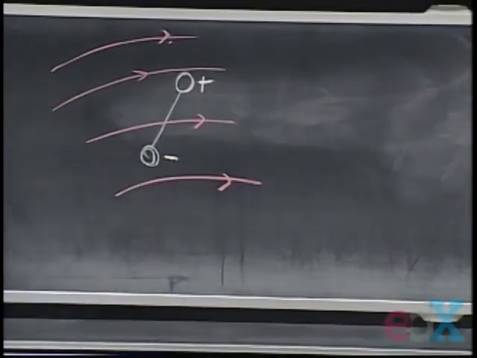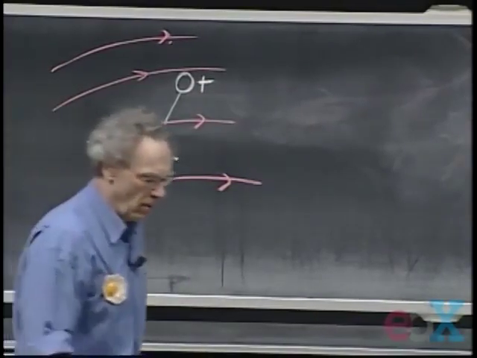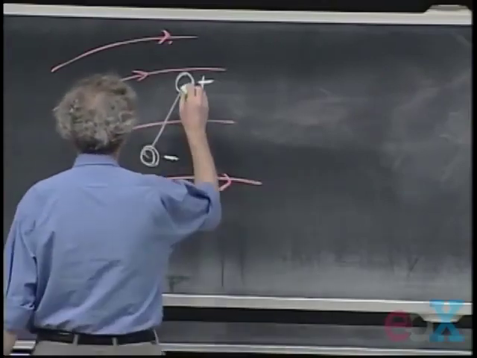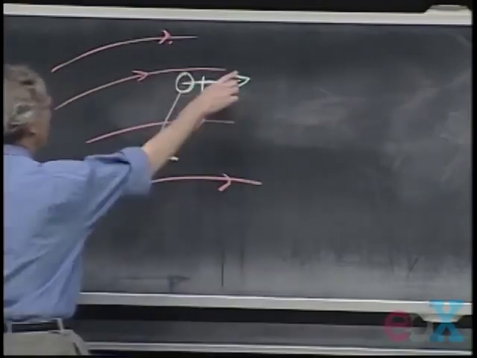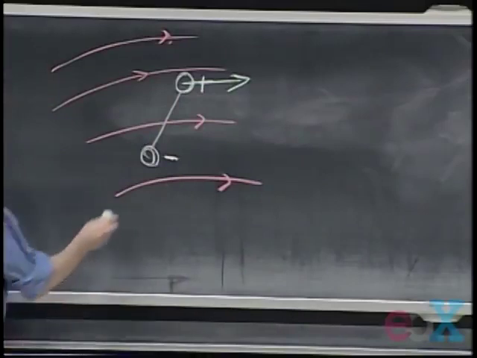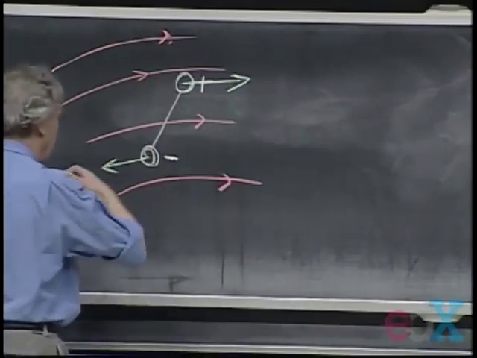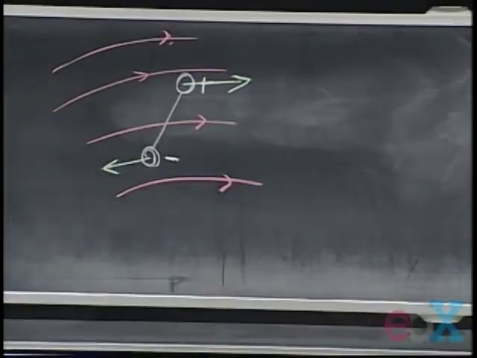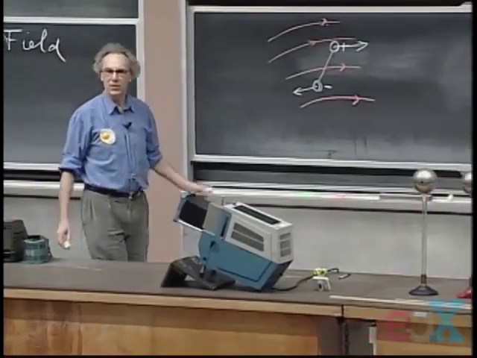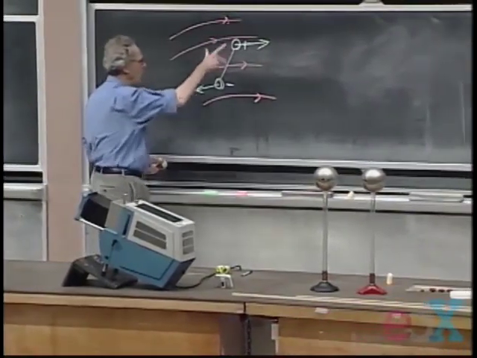And I'll show you how we get the charge on it. Well, the positive charge will experience a force always in the direction of the electric field, and the negative charge will experience a force always upstream. And now there is a torque on this. And when there's a torque on this dipole, it will start to rotate clockwise.